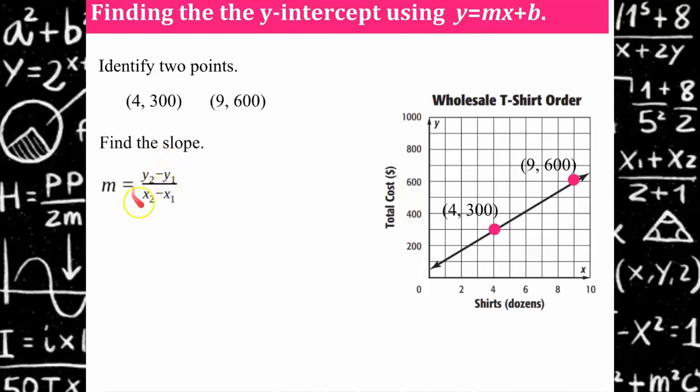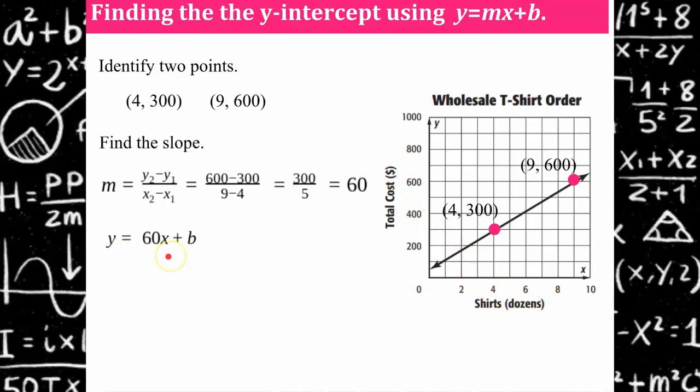To find the slope, I'm going to use the slope formula. The y-coordinate at point 2 is 600. The y-coordinate at point 1 is 300. So I'm going to subtract the x-coordinate at point 2 minus the x-coordinate at point 1. 300 divided by 5 is 60. So the slope of this line is 60, telling me that it's $60 per dozen shirts.